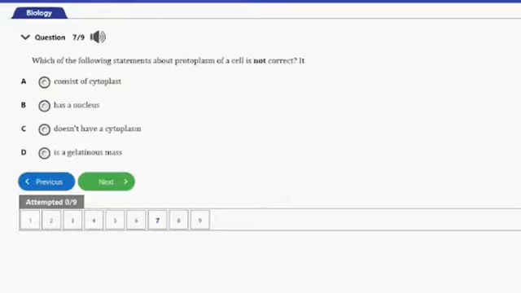Doesn't have a cytoplasm. So all the statements here about a protoplasm is correct apart from option C here. The protoplasm consists of a cytoplasm. It also has a nucleus. It also is a gelatinous mass, but guys, the option does not have a cytoplasm. It's incorrect. So that's the option that we are choosing here as our answer to this question, and that's option C here. So let's go ahead and consider the next question.